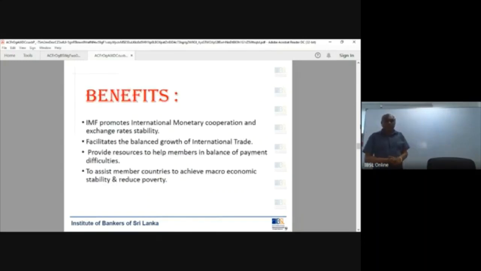The benefits of IMF: it promotes international monetary cooperation and exchange rate stability. Right? Sometimes there may be questions for you to answer, asking what the benefits of IMF are. IMF promotes international monetary cooperation and exchange rate stability. Facilitate the balanced growth of international trade. Provide resources to help members in their balance of payment difficulties.